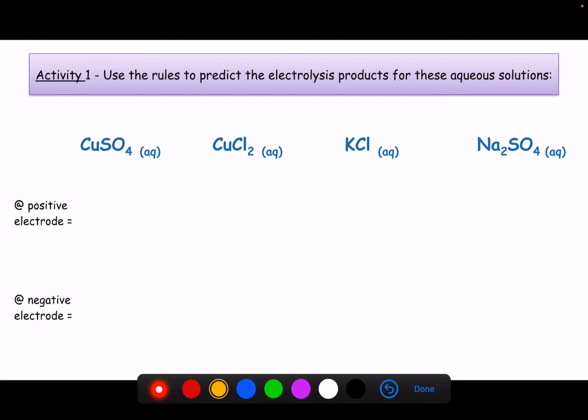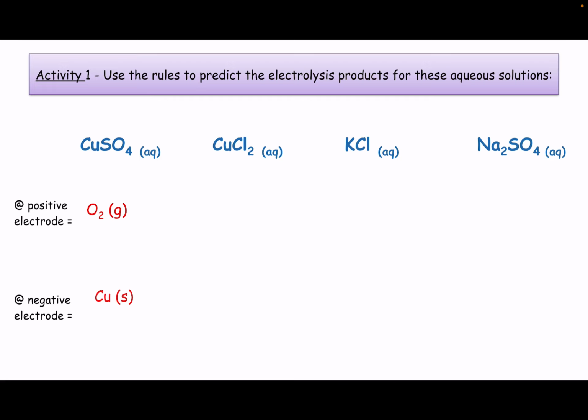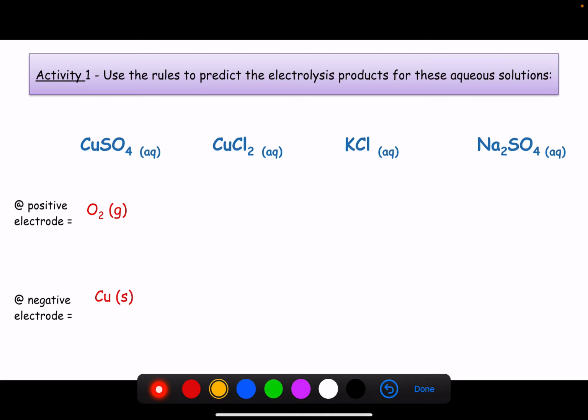So copper sulfate. What would be formed at the positive electrode? Well, at the positive electrode, I need to think, which are my negative ions? Sulfate ions and hydroxide ions. Sulfate ion is not a halide ion, therefore I will form oxygen. At the negative electrode, the choice is between hydrogen ions and copper ions. Well, copper's less reactive than hydrogen, therefore I will form copper.